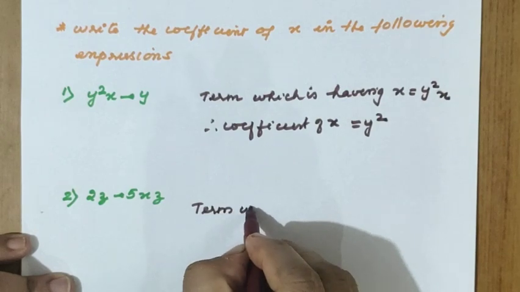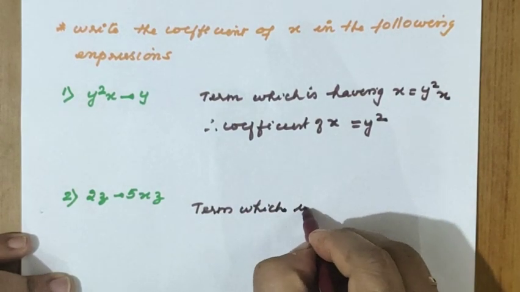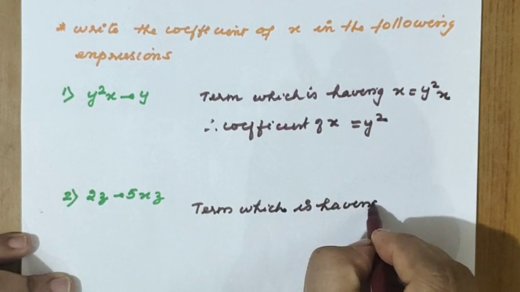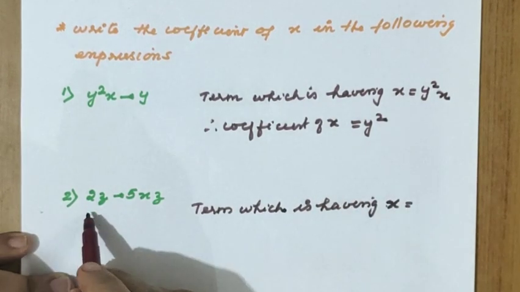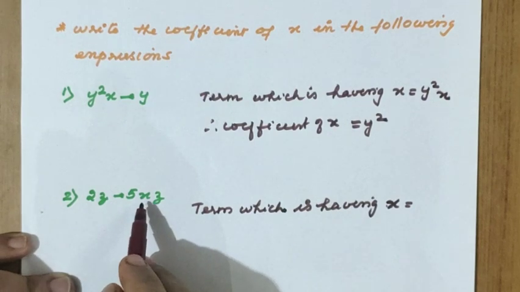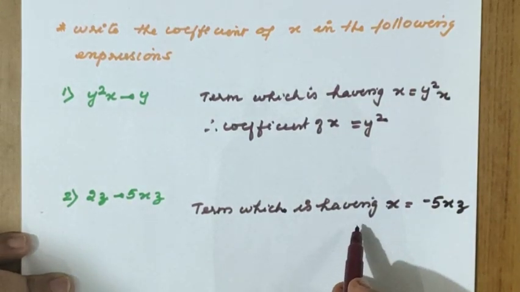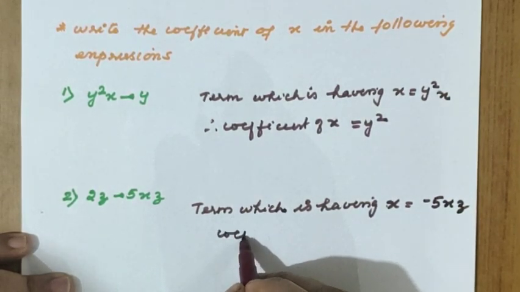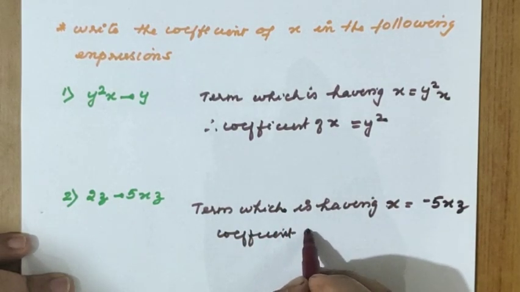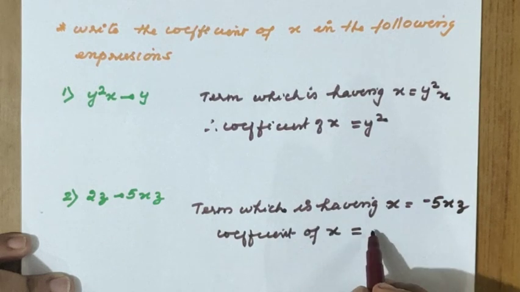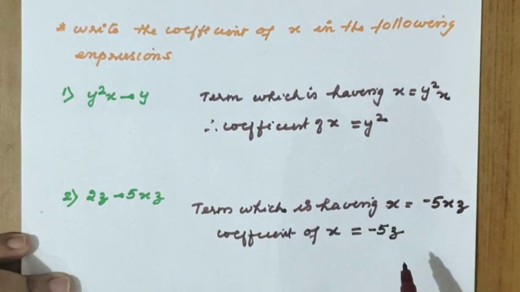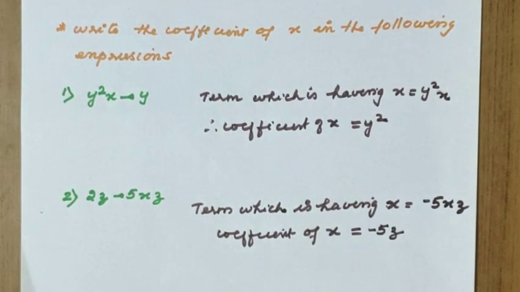Similarly, we should identify the term which is having x here also. The term which is having x first, that is the first step. Which term is having x? See, it is 2z and minus 5xz. So x is coming in the second term. It is minus 5xz, right? So what is the coefficient of x now? Other than x, what are the terms there? Minus 5 into z. So minus 5z. So our answer is: the term having x is minus 5xz, and the coefficient of x equals minus 5z.